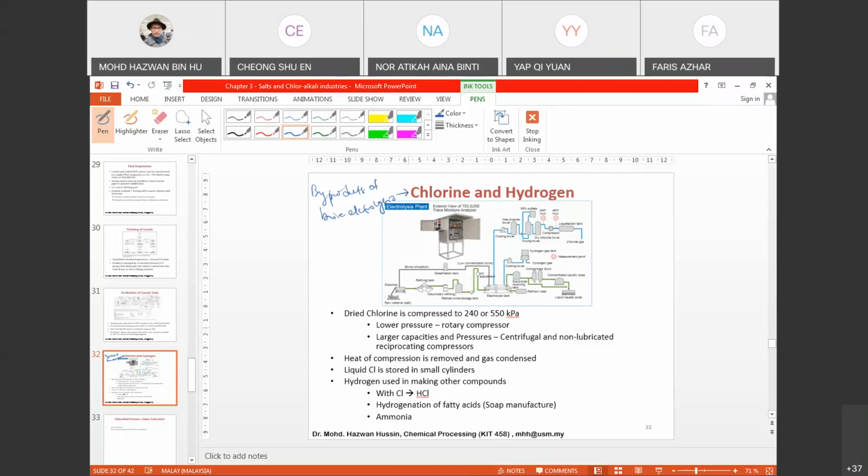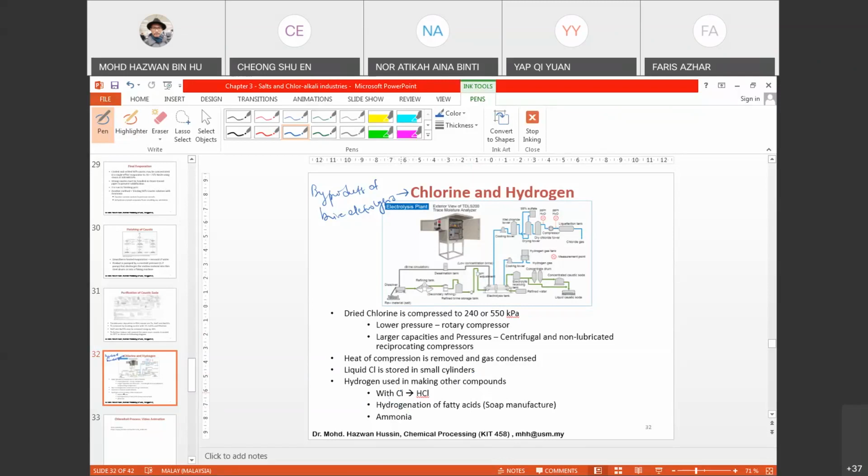The dried chlorine is compressed to 200 or 500 kilopascal. This is actually in a low pressure, normally using a rotary compressor. For larger capacities and pressure, centrifugal and non-lubricated reciprocal compressor will be used. The heat of compression is removed and gas will be condensed. Liquid chlorine is stored in small cylinders, and hydrogen used in making another compound.